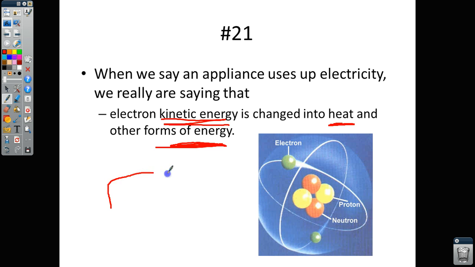So if you have a toaster, when you plug that into the wall, into those two little slots, the toaster then generates heat on the inside. There's some coils, and that comes from the kinetic energy of the electrons. Same thing if you use a mixer or a hairdryer or anything else. We're using the electron kinetic energy and we're transforming it into whatever other energy we need in order to do some work.